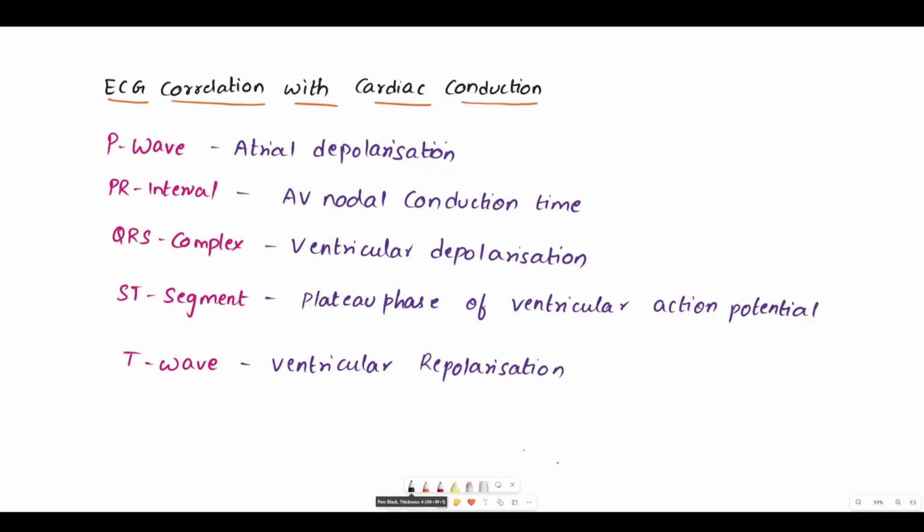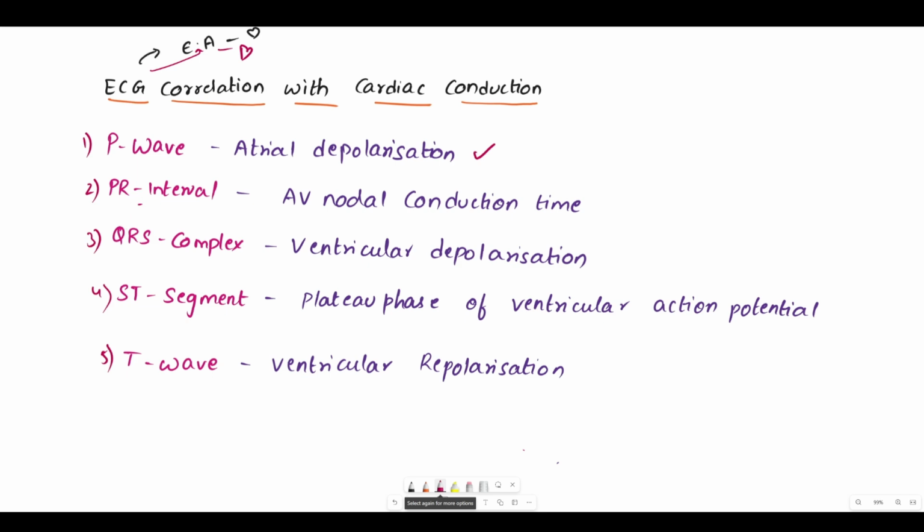So coming back to the next part, the ECG correlation with the cardiac conduction. The ECG will be mainly recording the electrical activity of the heart. And coming to that ECG, it has different waves. So now let's discuss what happens in each wave. The first one is the P wave. The P wave mainly represents the atrial depolarization.